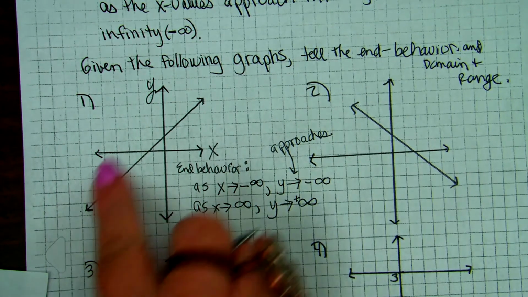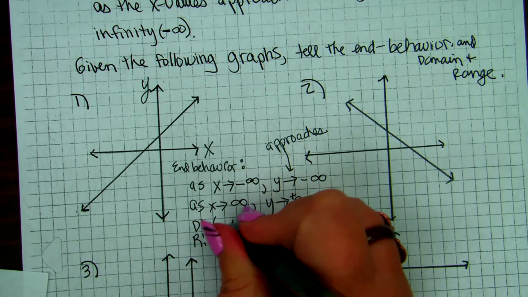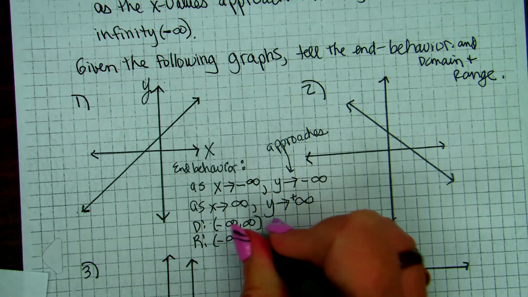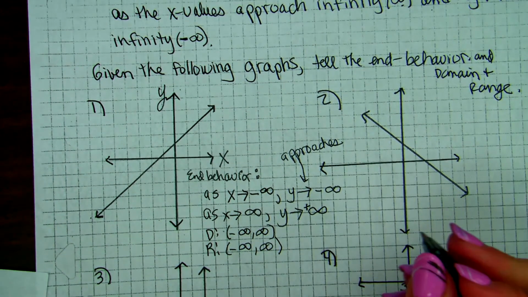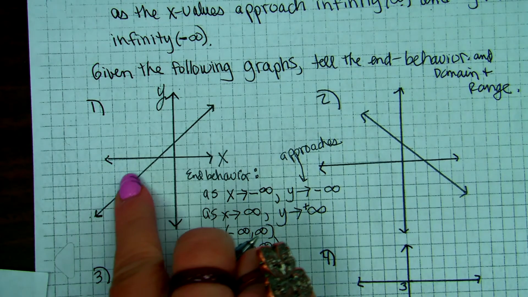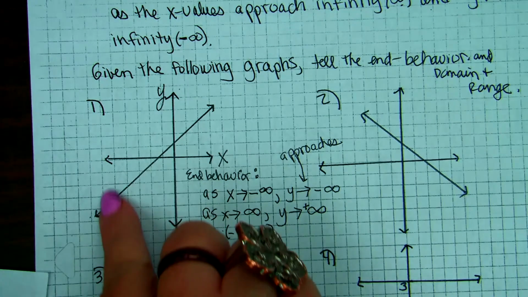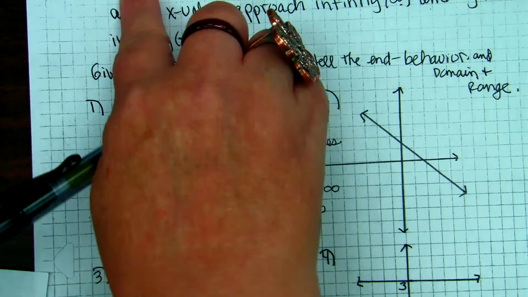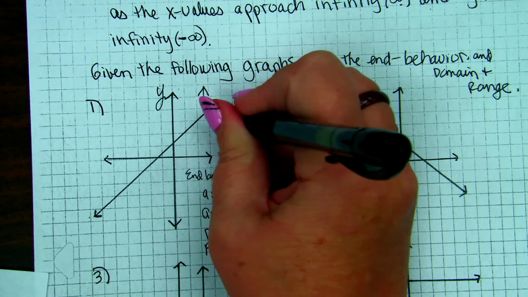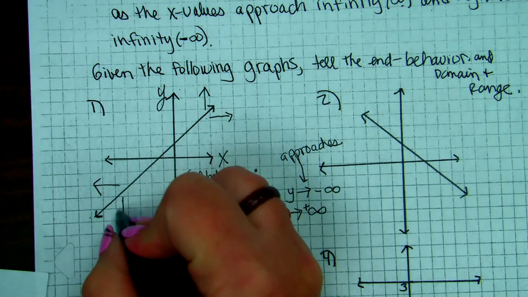And then domain and range. It has arrows on both sides, which means it goes from negative infinity to positive infinity. It has arrows on both sides with no breaks or stops or open circles or anything. X starts at negative infinity and keeps going to the right, right, right. And for the y, it starts down and goes up, up, up. While we're going to the right, it's going up, and when we're going to the left, it's going down.